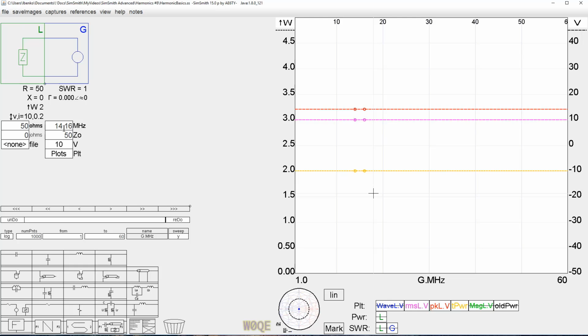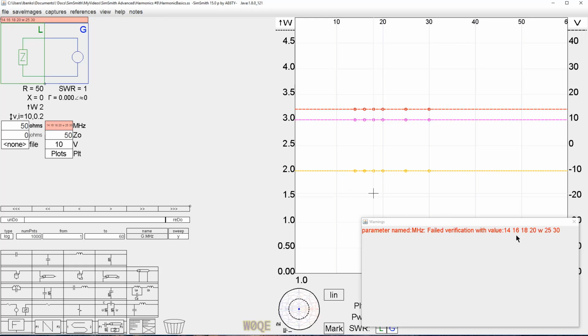And if I continue putting numbers in here like 18, 20, and then I screw up and hit a letter W, and then I do 25 and 30 and hit enter, I should get a warning, and I do. This W is not understood by SimSmith.